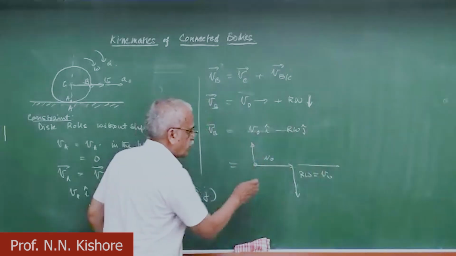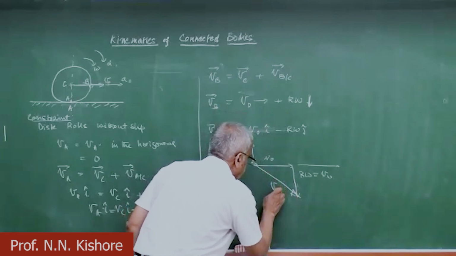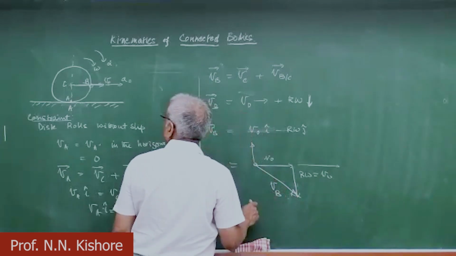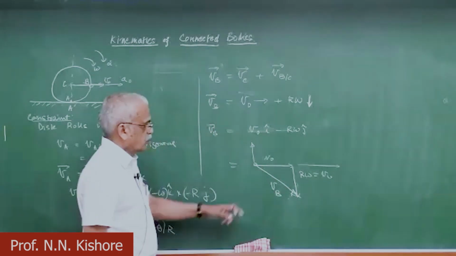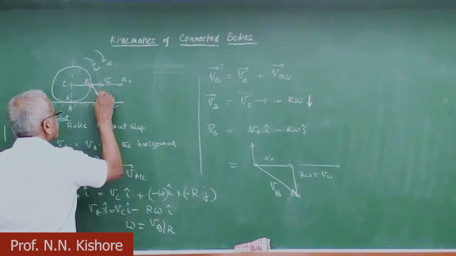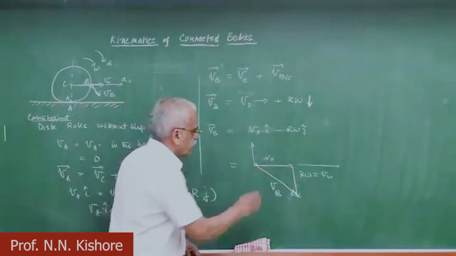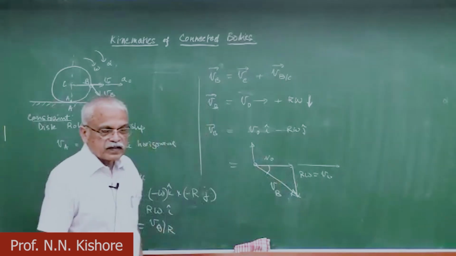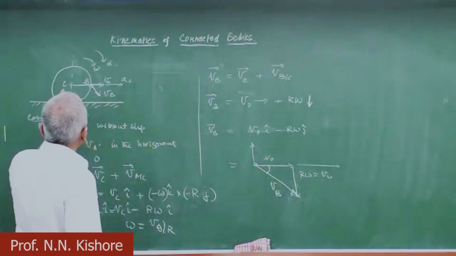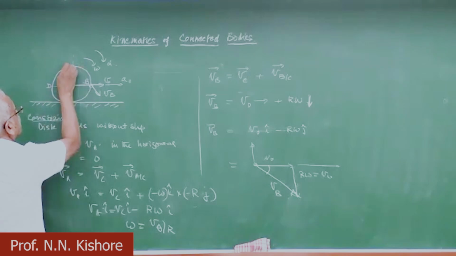So the combination of these two is like this. So this is B. So the velocity of B here is actually like this. It is at an angle of 45 degrees. You can see these two are equal, so this is going to be 45 degrees. So like this, you can find out velocity of C, velocity of D here, and velocity of E here.